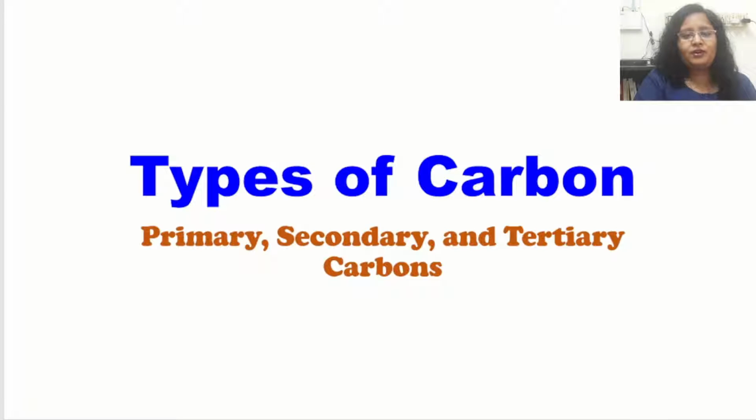Today's video is about the different types of carbons that we find in the structural formula of any alkane. These may be primary, secondary, tertiary or quaternary. So in this video, we will learn how to identify different types of carbons. So let's start the video.